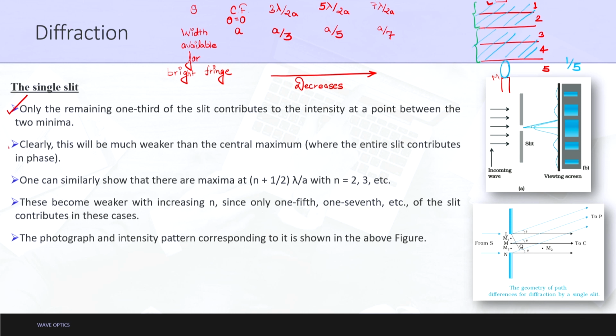So this is the simple explanation which I just told you. One can similarly show that there are maxima at n plus 1 by 2 lambda by a, with n equal to 2, 3, etc. So for n equal to 2, we will get 5 lambda by 2a, and similarly for n equal to 3, we will get 7 lambda by 2a, and so on. These become weaker with increasing n, since only 1/5, then 1/7, etc. of the slit contributes in these cases. Quite evident, I explained to you why this is happening. The photograph and the intensity pattern corresponding to it is shown in the above figure, in which the intensity keeps on decreasing as the path difference is increased. So this was the complete concept of single slit.